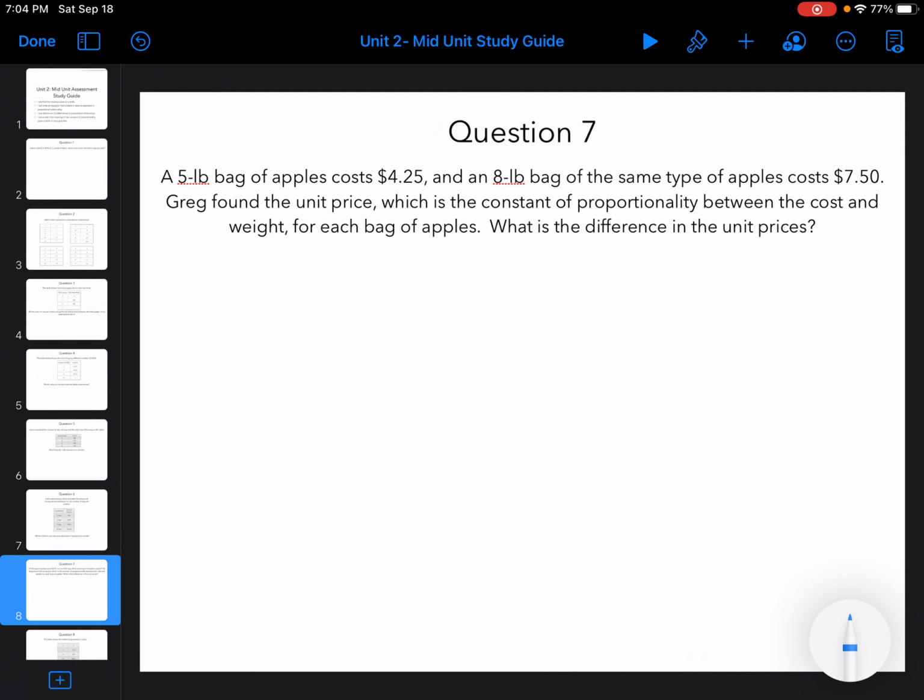All right, a 5-pound bag of apples costs $4.25. An 8-pound bag of the same type of apples costs $7.50. Greg found the unit price, which is the constant of proportionality between the cost and the weight of the bag of each apples. What is the difference in the unit prices?